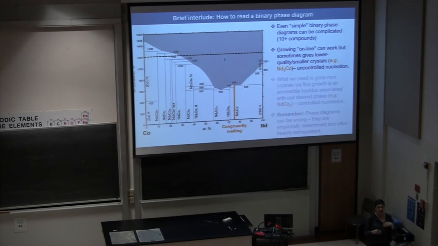The problem with that is, because that is the exact melting temperature of your compound, it's going to nucleate in a lot of places all at once, and you may get very uncontrolled nucleations, and in a lot of cases this is going to lead to small or lower quality crystals.